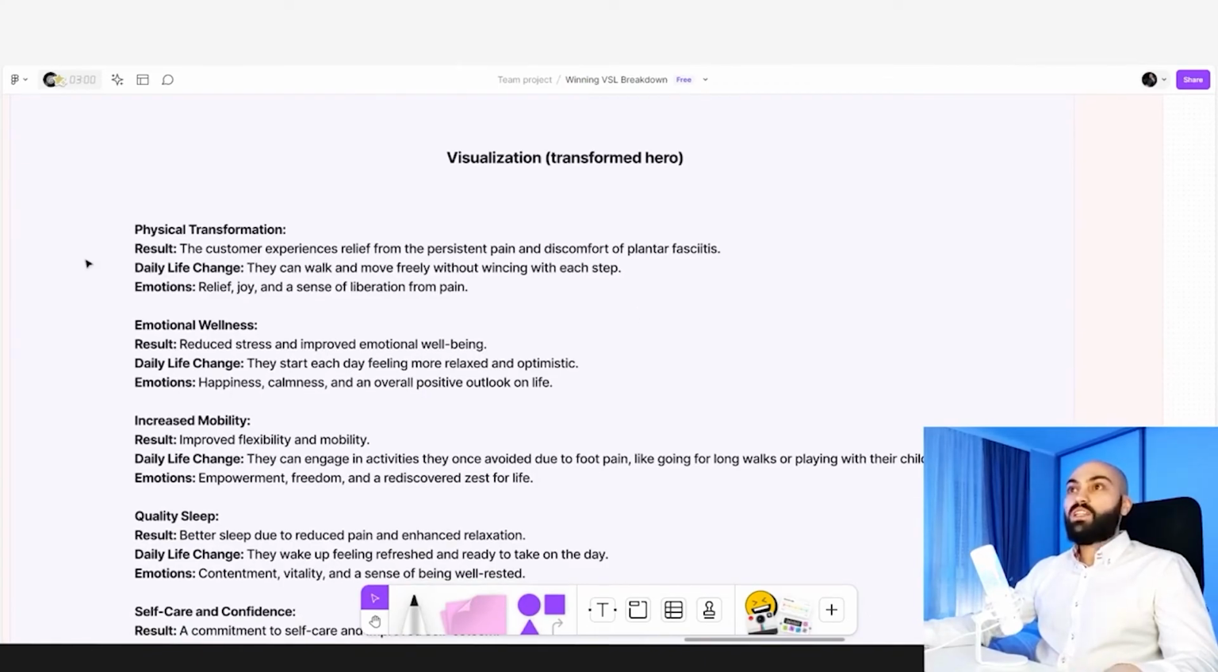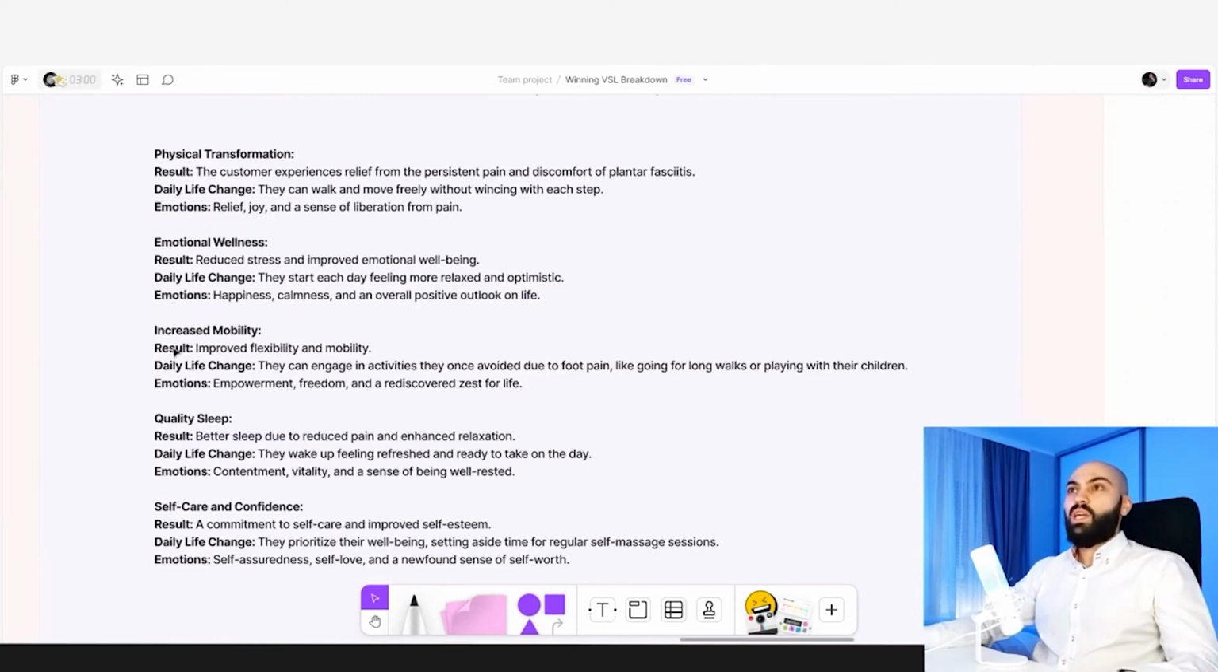There will be physical transformation. The result of it is that the customer is relieved from their pain. Their day-to-day life will be better because they would be able to walk again and move freely without any pain. Emotions that they will feel are relief, joy, and a sense of liberation from pain. Another one would be increased mobility, with a result of improved flexibility and mobility. Their day-to-day life would be better because they could engage in activities that they avoided for so long. Emotions would be empowerment and freedom.